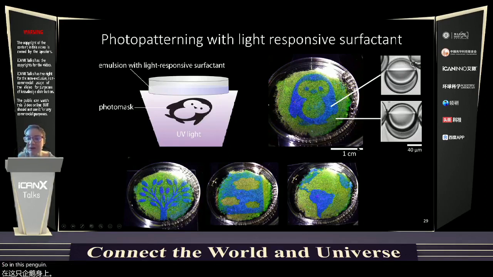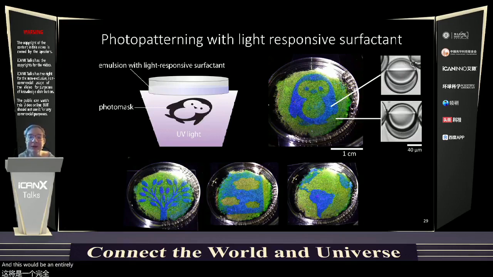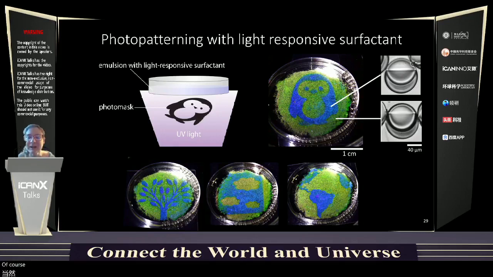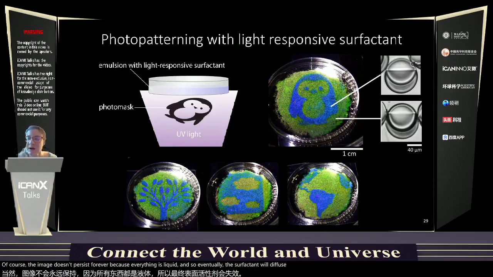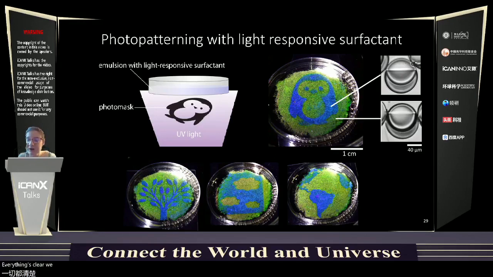So in this penguin image, for instance, we have two different shapes of droplets. There's one shape of droplet that corresponds to the blue color and another shape of droplet that corresponds to the green color. This would be an entirely writable and erasable image. My student had a lot of fun using different photo masks and patterning different images with this. Of course, the image doesn't persist forever because everything is liquid, and so eventually the surfactant will diffuse away and you'll get a washing out of these images. But this is a nice demonstration of an entirely liquid system, everything's clear, and we can actually begin to think about patterning structurally colored pictures in this.